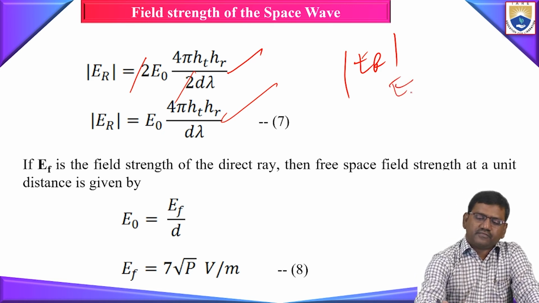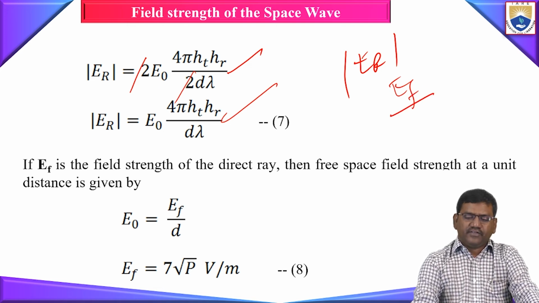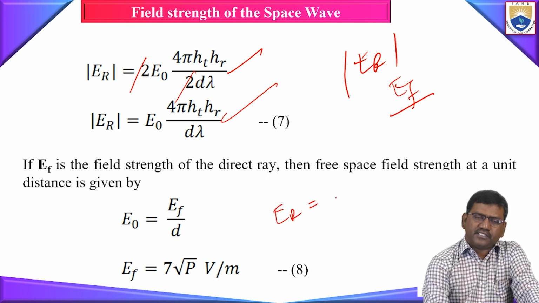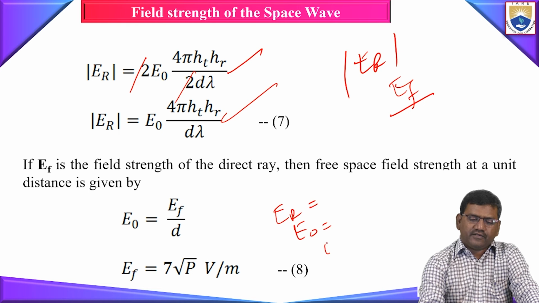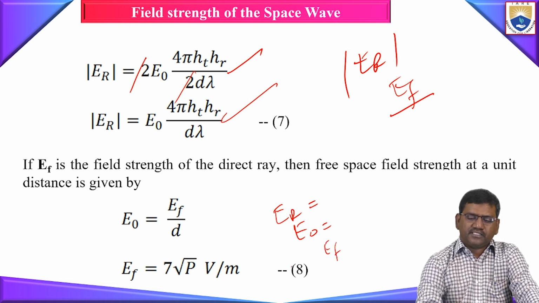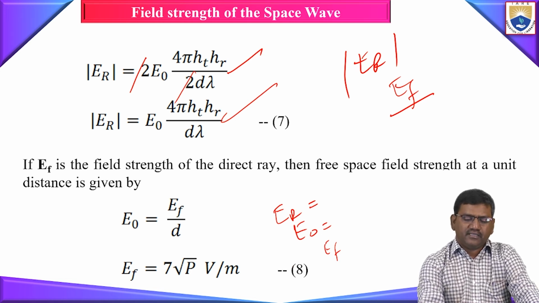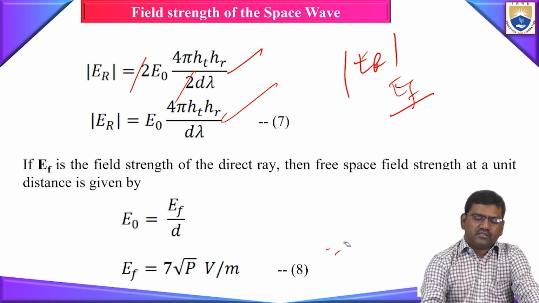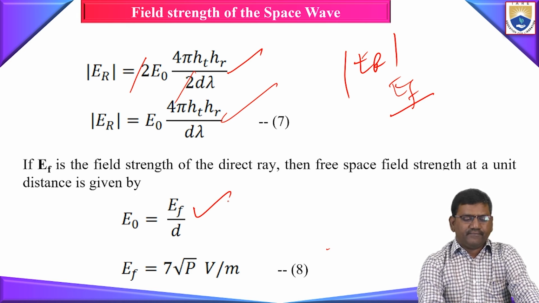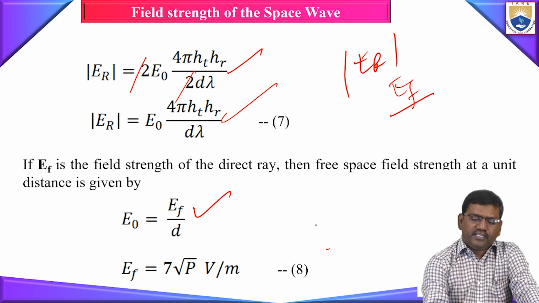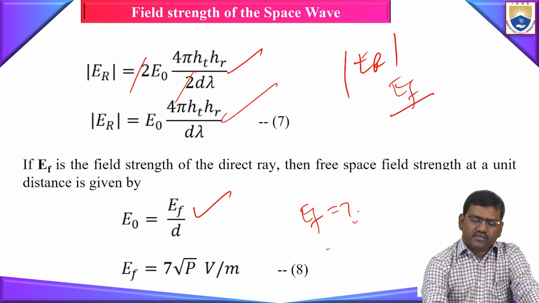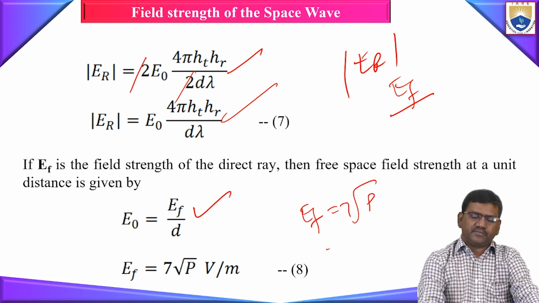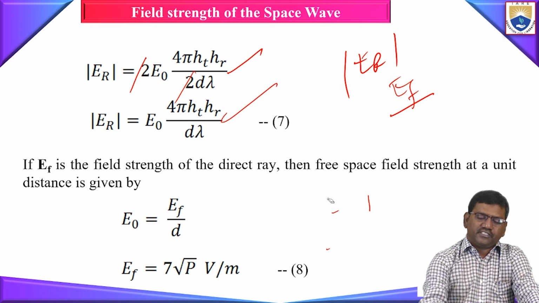Let us assume EF is the field strength of the direct ray, the free space field strength at unit distance, given by E naught is equal to EF by D. E naught represents the electric field strength at a unit distance from the transmitting antenna, so we have the relation E naught is equal to EF by D. EF is the field strength of the direct path, and it is given by 7 root P, where P represents the power transmitted by the transmitting antenna. So we substitute these equations in the above expression here.